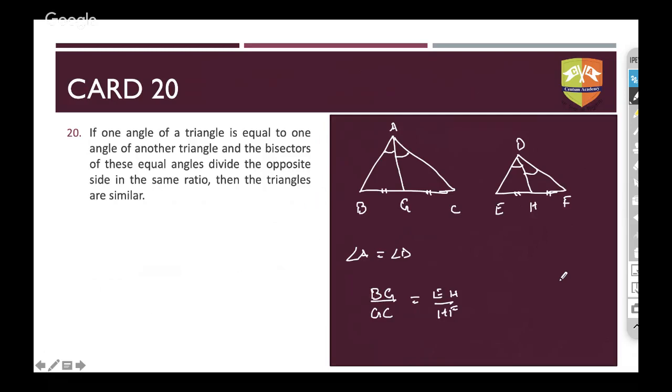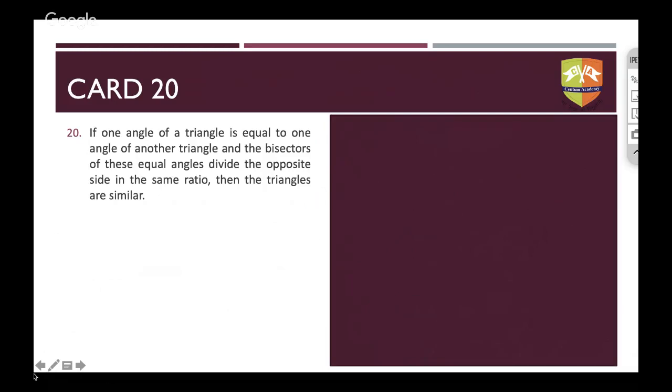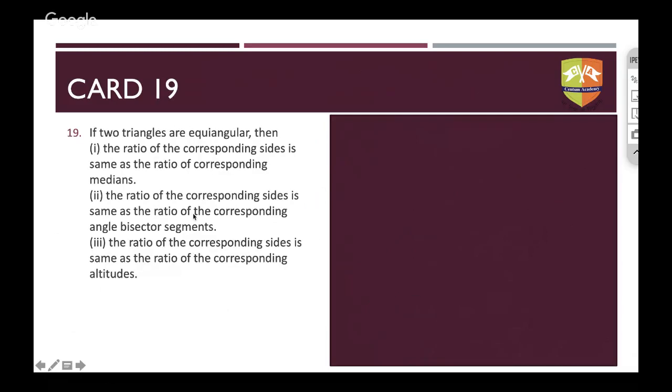Sir, if I'm not wrong, it may not always work for perpendicular bisectors as they don't pass through the opposite vertex. Oh, in card number 19 you're talking about? Just let me see. Okay, there's a doubt. It says if two triangles are equiangular, then the ratio of the corresponding sides is the same as the ratio of the corresponding altitudes. Yeah, that's true.